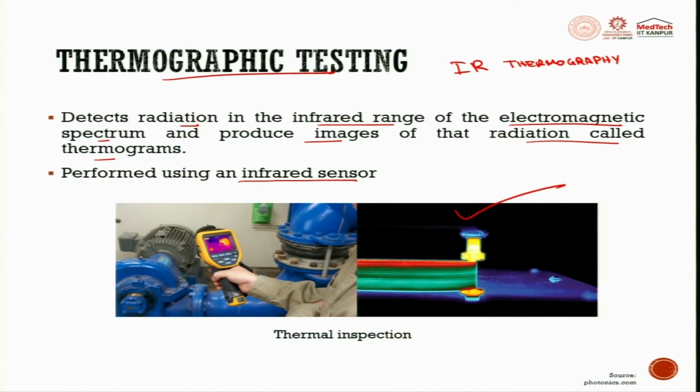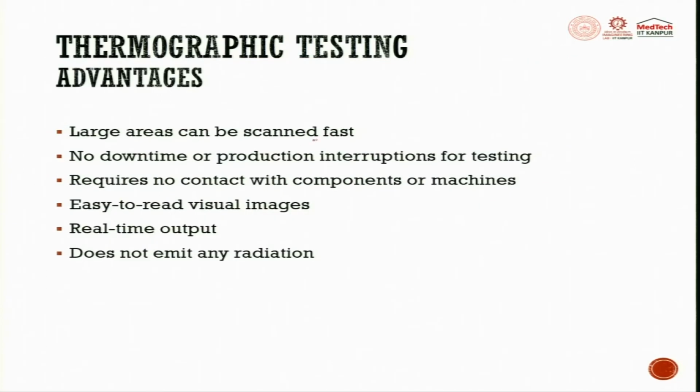So there are certain advantages of this. For example, large areas can be scanned fast, with no downtime or production interruptions for testing. Directly we can get the thermal images. Also the temperature along with the images can be gotten directly in quantitative form. So we can get the quantitative data that temperature is varying from time A to time B. For example, from 0 to 60 seconds, the temperature had risen from 10 degrees to 30 degrees if we are heating something very rapidly.